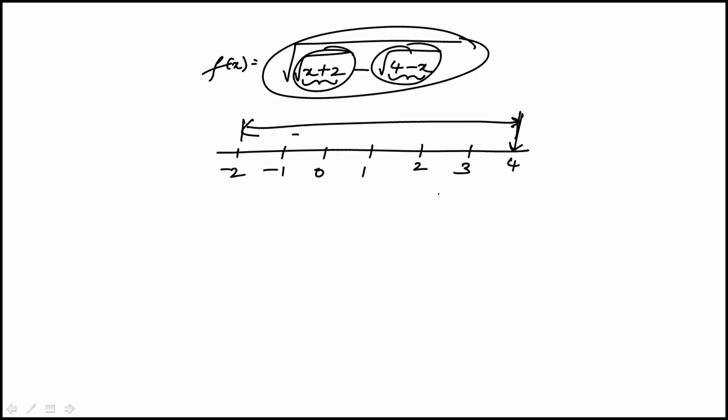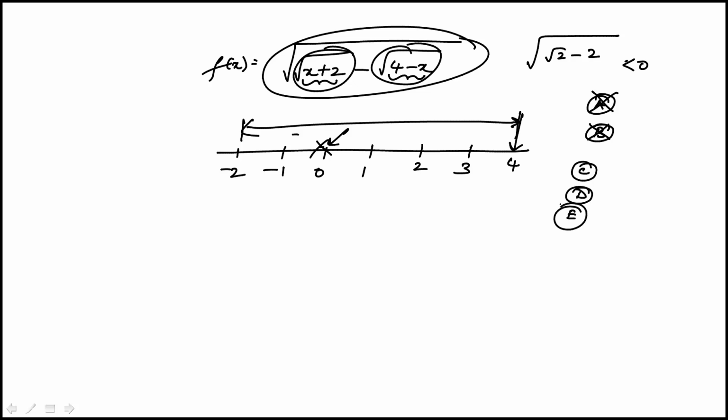And then you can try some numbers to see what happens. For example, 0. If you plug in 0, this becomes √2 minus 2, which is negative. So we know 0 is out, which means if you look at the answer choices that have zeros, A, that one is out, B is out, so we're left between C, D, and E. So that's an approach you could take.